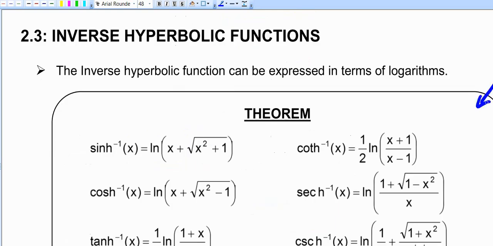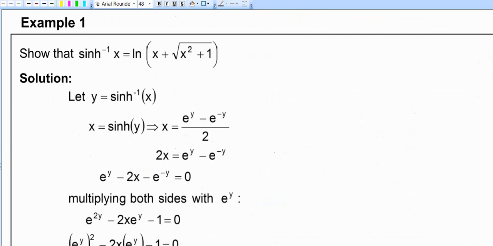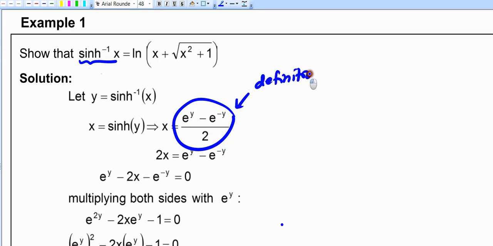Now let's look at the example. Show that inverse hyperbolic sine x equals ln of x plus the square root of x squared plus 1. When we want to prove a theorem, we start with the left hand side. Let y equal inverse hyperbolic sine x, and this is the definition of hyperbolic sine. After you let y equal inverse hyperbolic sine x, you will get hyperbolic sine y equals x.